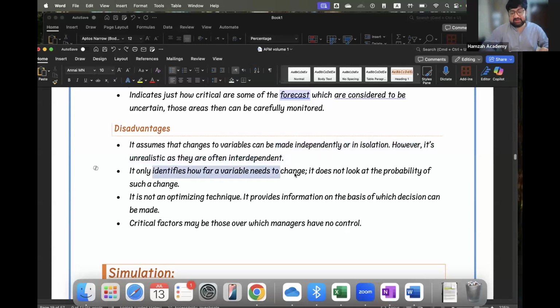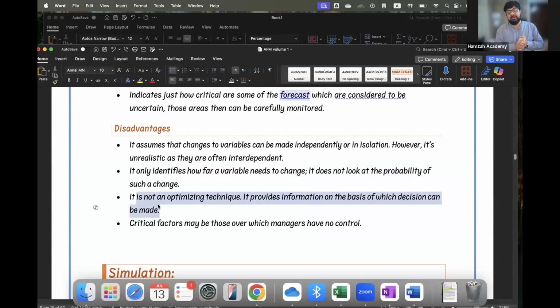Second, very important, it tells that if sales fall by 24%, NPV will become 0. But what are the chances of that fall? Probability of occurrence. It doesn't talk about that. It can say this variable is critical. If it falls by 5%, NPV will become very critical. But what are the chances? It doesn't say. Yes, very important.